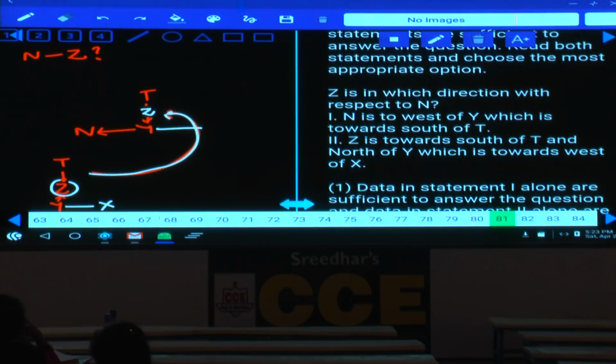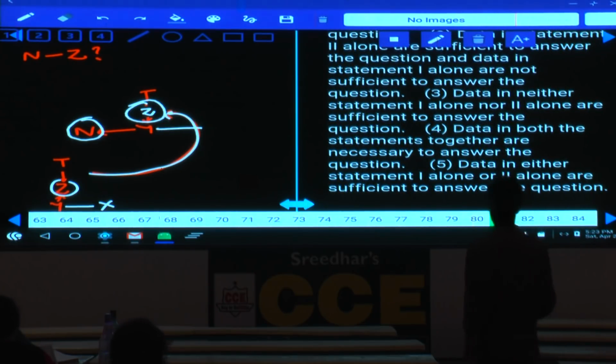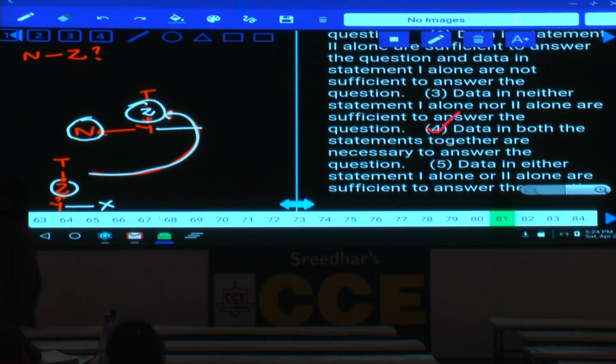As of now, N and Z. Can you determine the answer or not? Hence, how did we get the answer? Only by combining these two statements we are getting it. Choice please. Both the statements, that is choice 4. So 81 is choice 4. Then coming to question number 82.